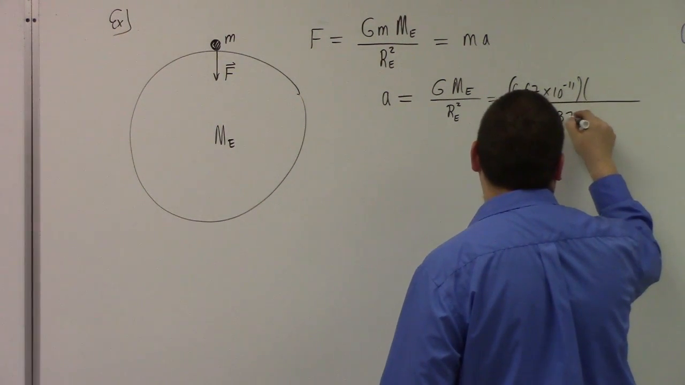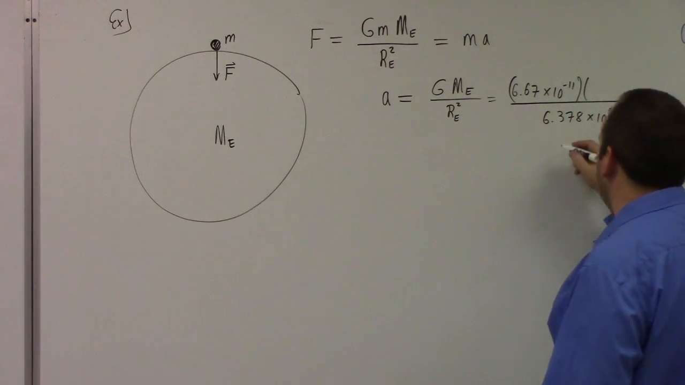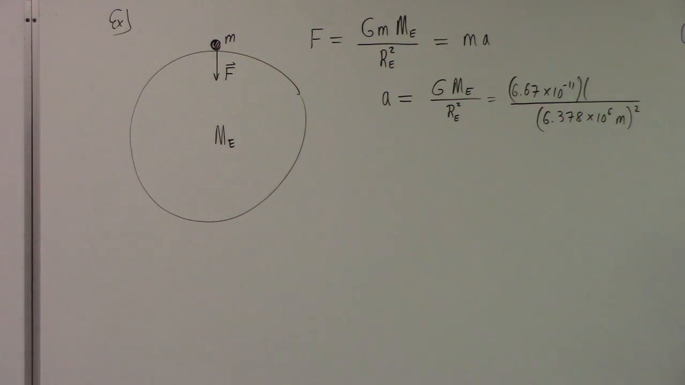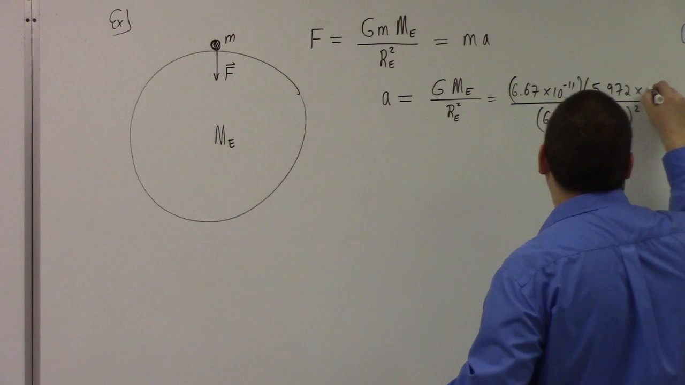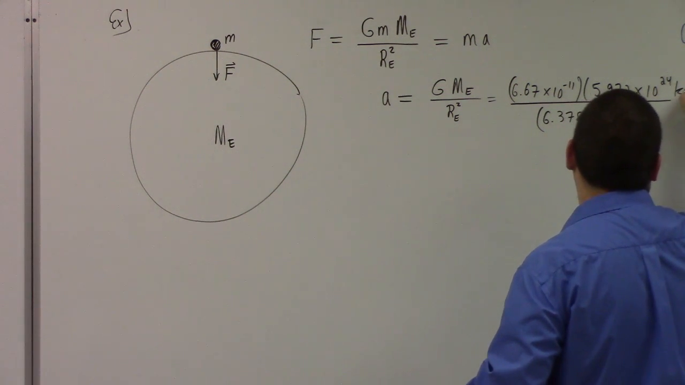6,378 times 10 to the 6th meters. Wowzers. You got to square that thing. And then, what would you comment? Mass of the Earth is 5.972 times 10 to the 24th, yeah. That's kilograms.